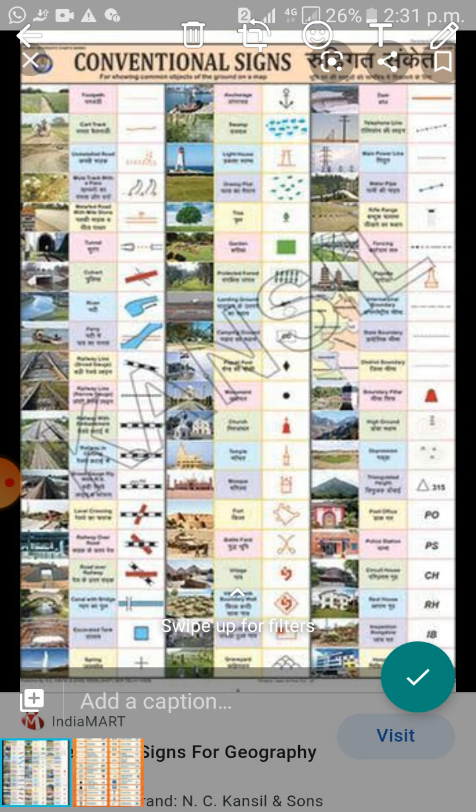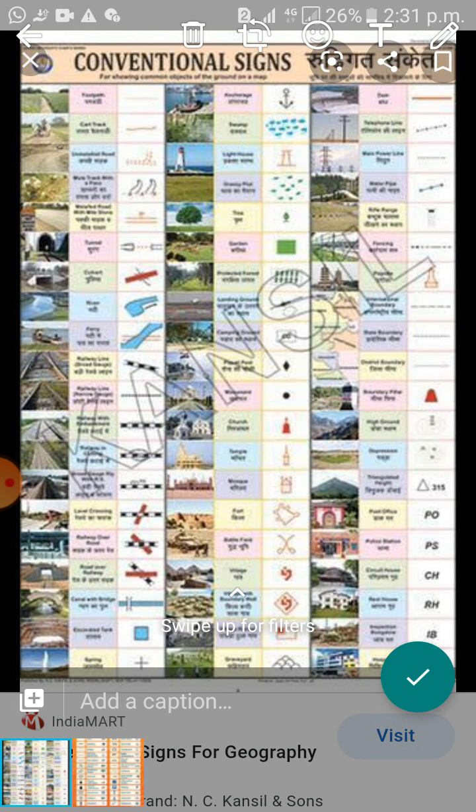Now the question is, what are conventional signs or symbols? These are the symbols that we use on the map, because it is not possible for us to draw the actual shape of these trees, railway lines, buildings, roads, bridges, etc. So we use the symbols.